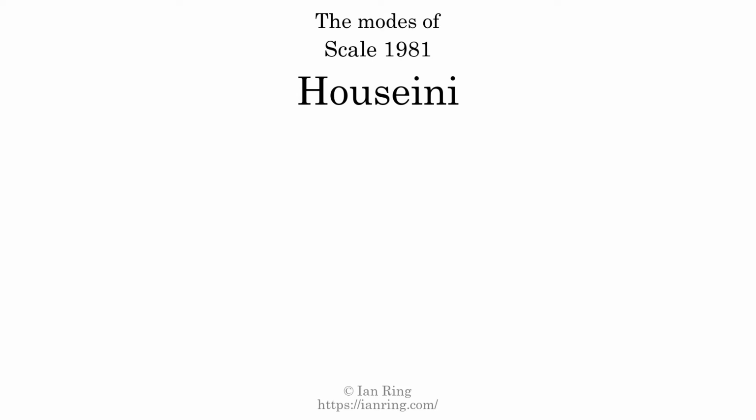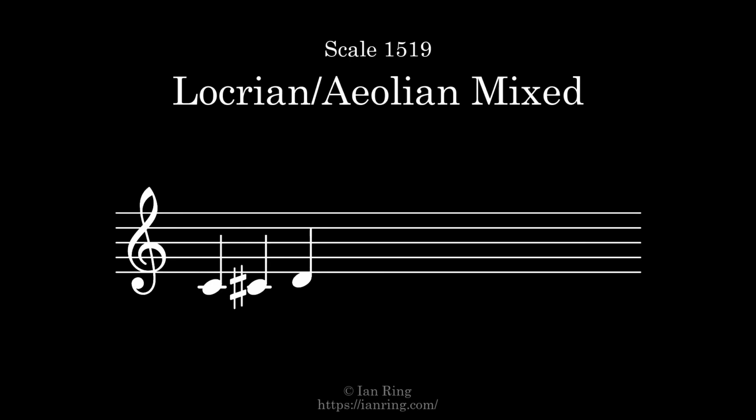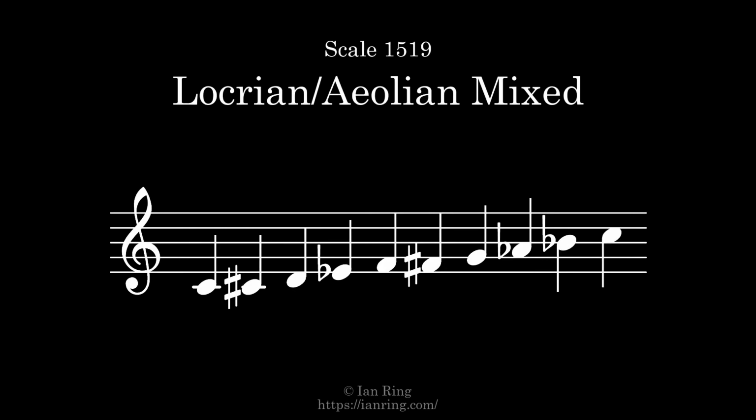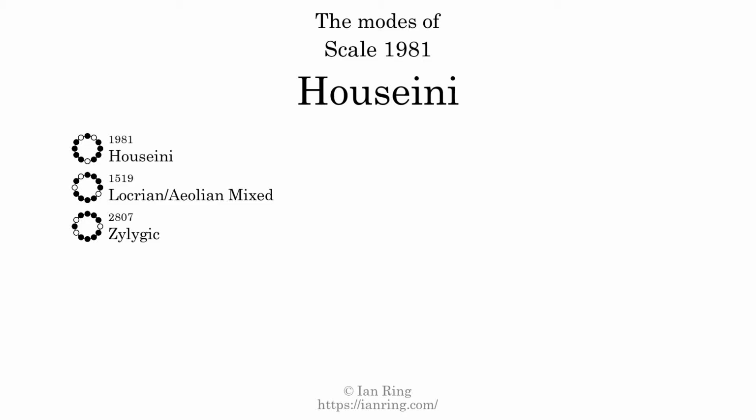This scale has 9 modes. The first mode is itself. The second mode is scale 1519, also known as Locrian Aeolian mixed. It sounds like this. The third mode is scale 2807, also known as xylogic. It sounds like this.